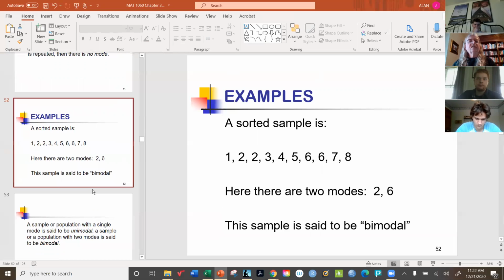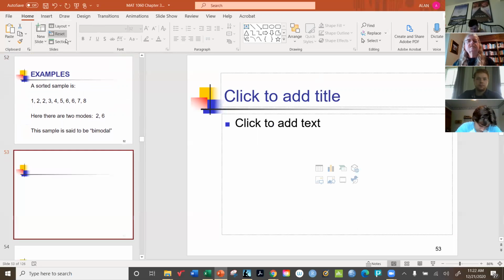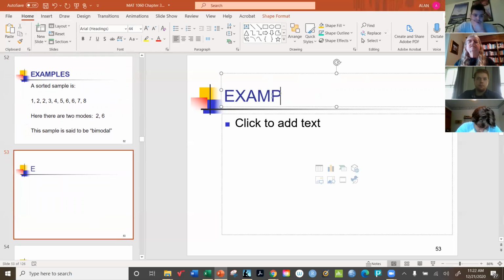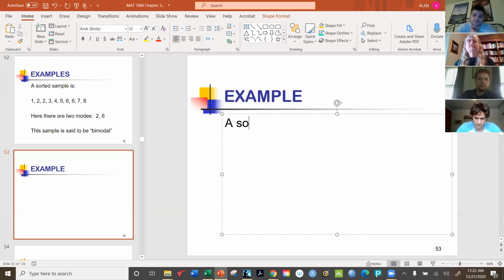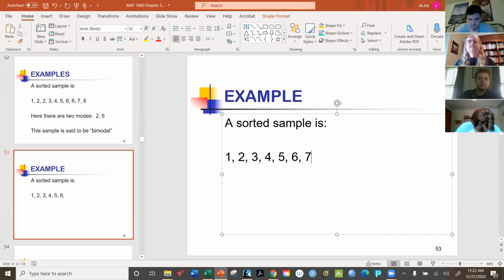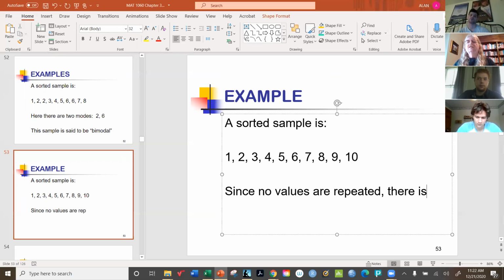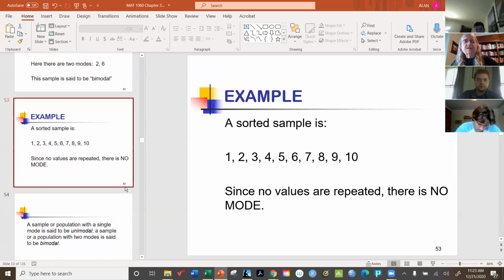But then let's look at another example. And that would be, let's say, this. So what's the mode here? Since no numbers are repeated, there is no mode. There just isn't one. It doesn't exist.